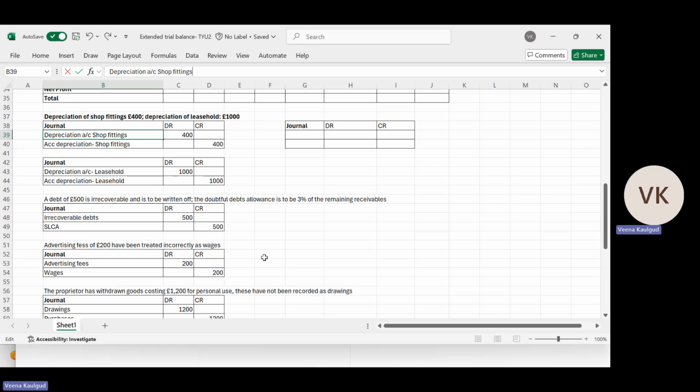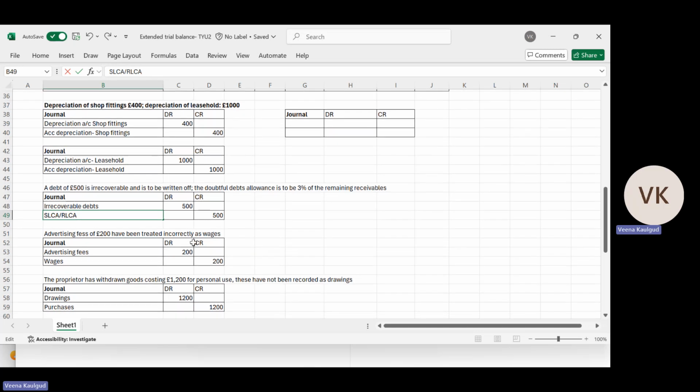Because it is a two-part question, again we have to do two journals. One is for the irrecoverable debts. You have learned this in level 2 as well. An irrecoverable debt is a loss, and hence you would debit irrecoverable debt and credit SLCA or RLCA, whichever as the case may be, both are exactly the same. Whatever words they have given you, you use them accordingly. Because it's a decrease in the value of the SLCA, you would credit it.